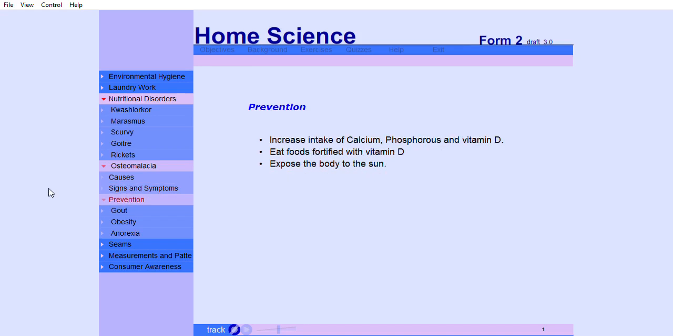In order to prevent osteomalacia, increase intake of calcium, phosphorus, and vitamin D. Eat foods fortified with vitamin D. Expose the body to the sun.